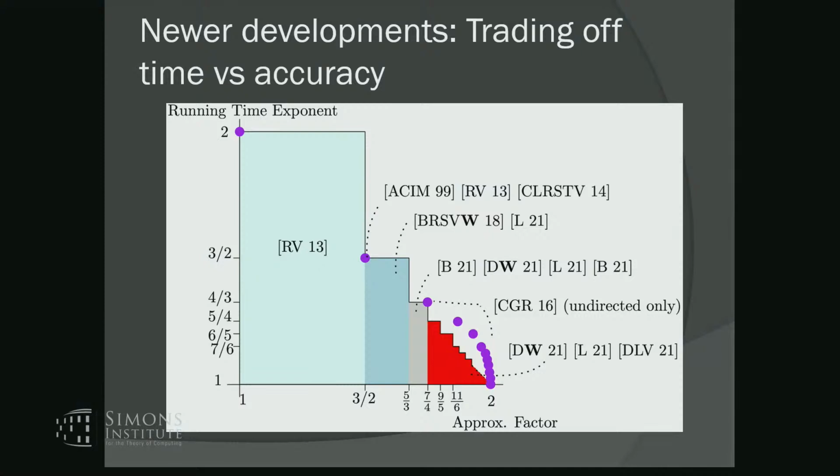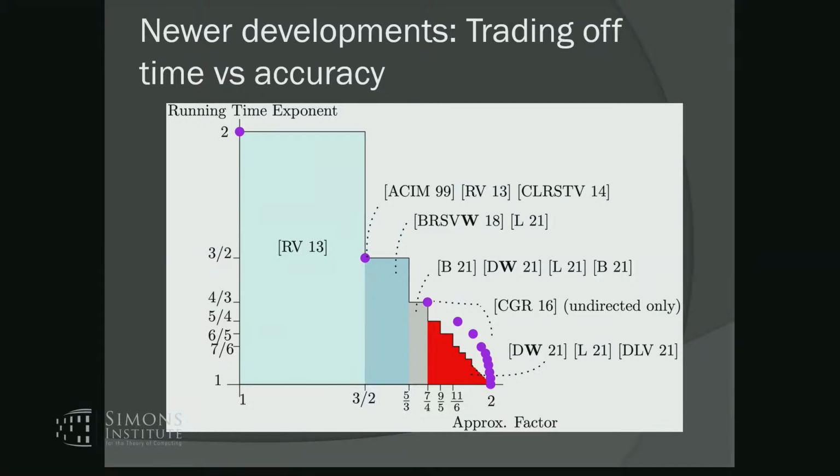On the x-axis, there's the approximation factor. On the y-axis, there's the running time exponent. All of these points here are known algorithms, and all of these boxes here are known conditional lower bounds. That is to say, if you have one of these boxes, what that means is that conditionally you cannot get an algorithm that's going to fall into one of these boxes.